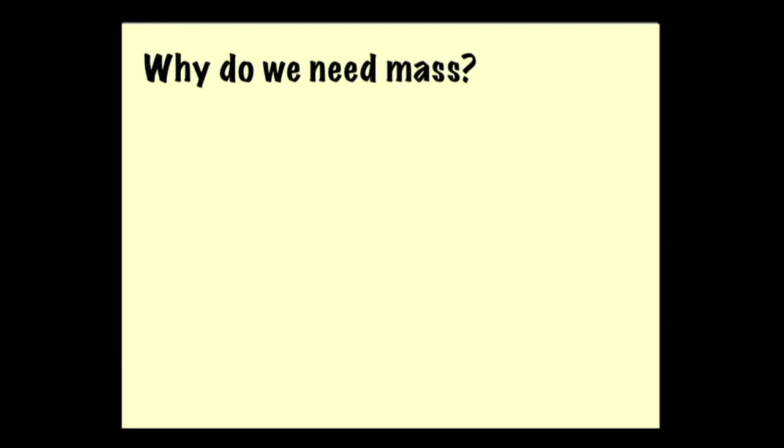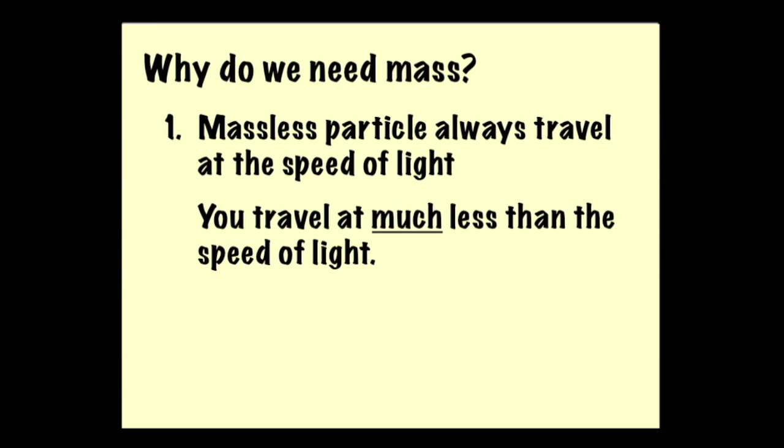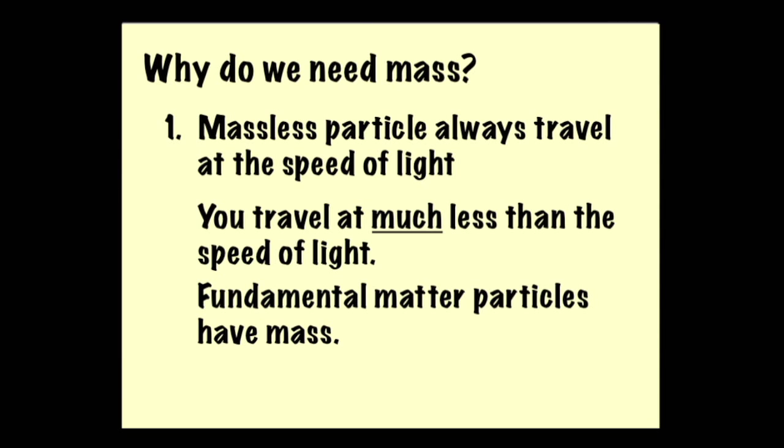So you might ask, why do we need mass? Well, massless particles always travel at the speed of light. So you saw them there crossing the screen very quickly. If particles had no mass, they would always move at the speed of light. And you might have noticed that you generally travel slower than the speed of light. In fact, even our fastest runners don't travel at the speed of light. Most things don't travel anywhere close to the speed of light unless we work really, really hard at making them travel near the speed of light. And so fundamental matter particles like the electron, the muon, and the quarks, they need to have mass.